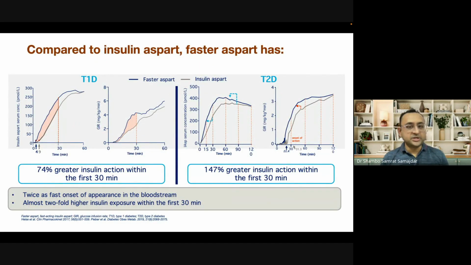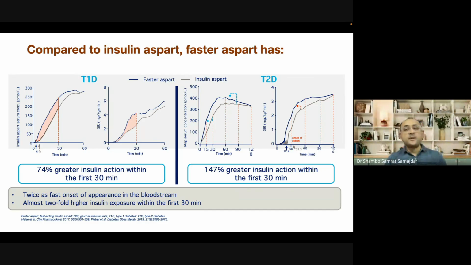And that is why, I think all of you will appreciate, the type 1 diabetes patient is the ideal model to understand the pharmacokinetics of insulin. Here we can get 74% greater insulin action within the first 30 minutes, and that is statistically significant. In the type 2 diabetes model also, 147% greater insulin action within the first 30 minutes. So twice as fast onset of appearance in the bloodstream, almost twofold higher insulin exposure within the first 30 minutes.